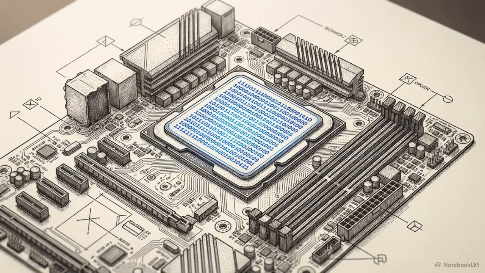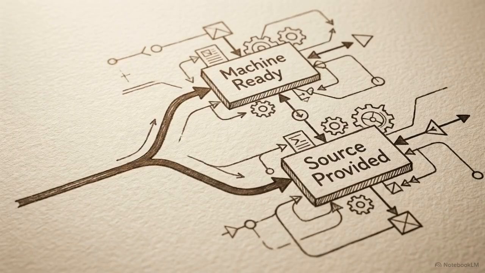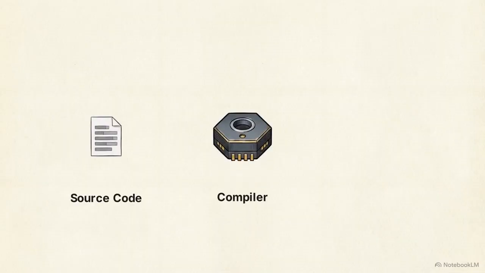At the hardware level, central processing units only read binary machine code. Developers rely on high-level programming languages to translate complex logic into instructions. The first major architectural choice is how that translation happens, dividing languages into two distinct categories: compiled and interpreted.